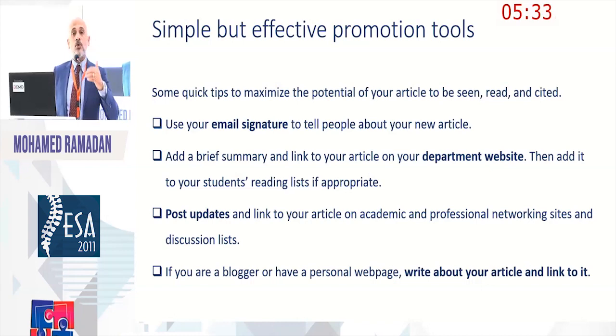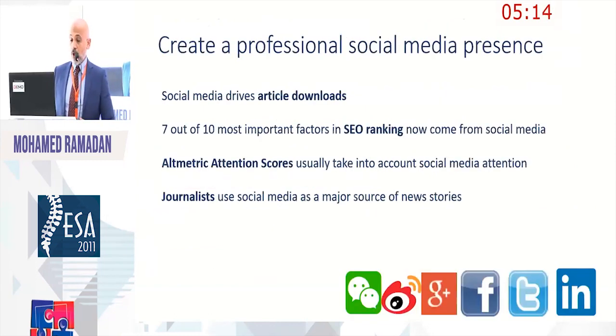Actually, social media drives article downloads. I don't know if this is very applicable to us, but 7 out of the 10 most important factors in search engine optimization now come from social media. There is an altmetric score, and we'll discuss that in a bit. It usually takes into account social media attention. Also, journalists use social media as a major source for news stories.